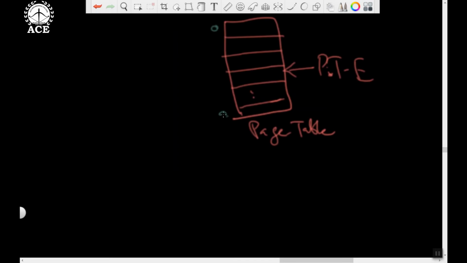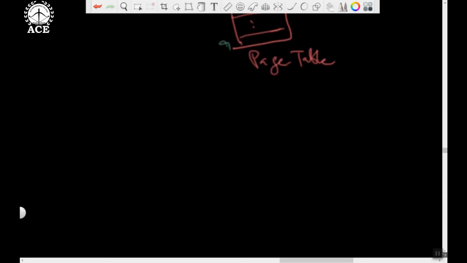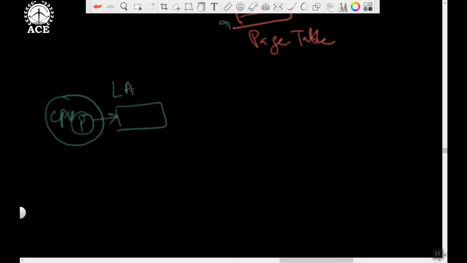So if my logical address space has 10 pages, then the page table will also have 10 entries, 0 to 9. These are page entries, one for each page number. So how is the address translation done? That I will show in the form of a diagram so that you can understand. Here is the page translation diagram.